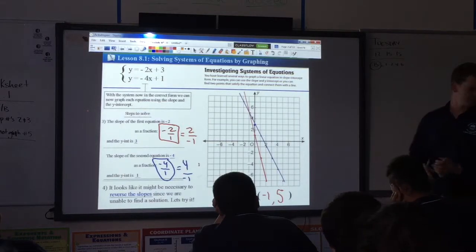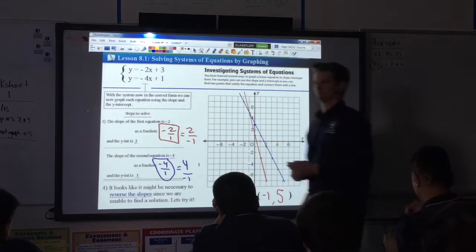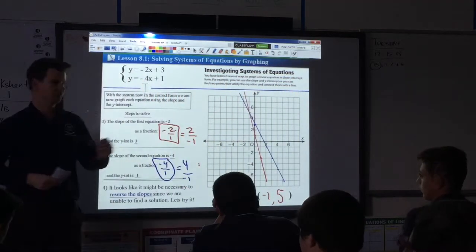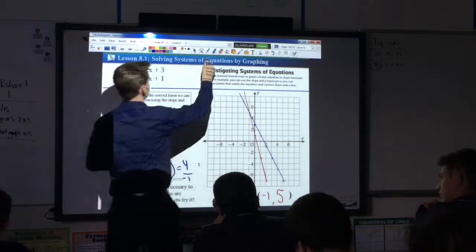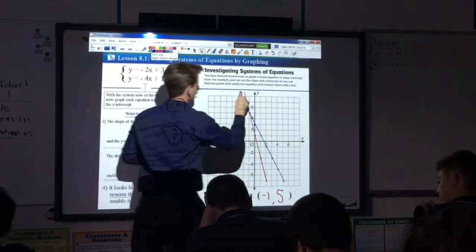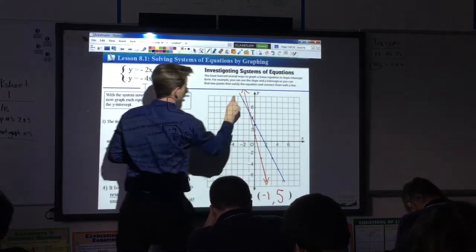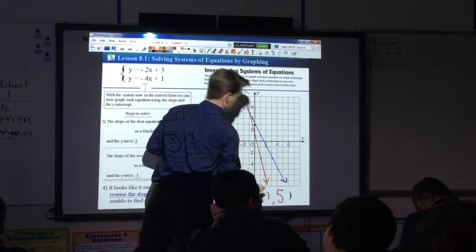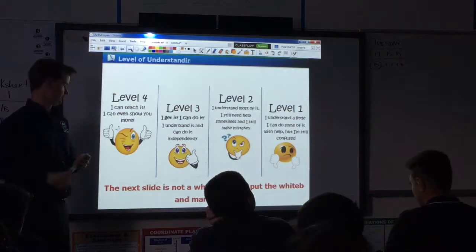Just make sure your graphs are nice and as straight as they can possibly be. No questions? Okay. Did you draw a line, or arrows? Okay, there we go. Still waiting. And there we go. One little arrow on each end. Okay. 4, 3, 2, 1 on this, please.